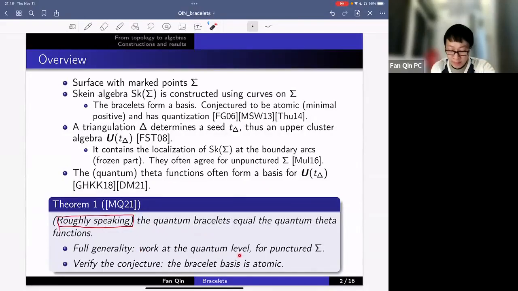So we work at the quantum level, and we can treat the punctured surface. Most works concerning cluster algebras from surfaces usually only deal with the unpunctured case, because punctures bring lots of difficulties. And we will also verify the conjecture that the bracelet basis is atomic. This is very roughly speaking. I will make it more precise later.